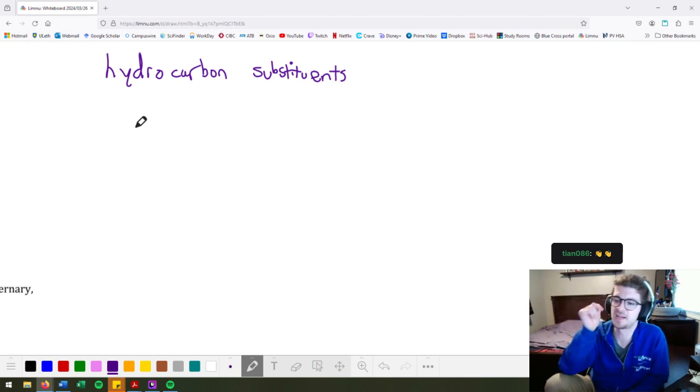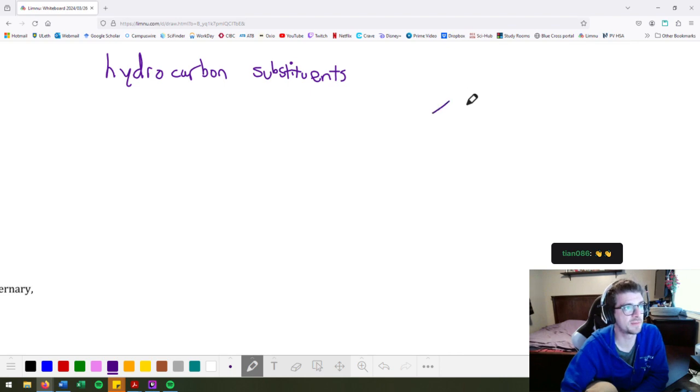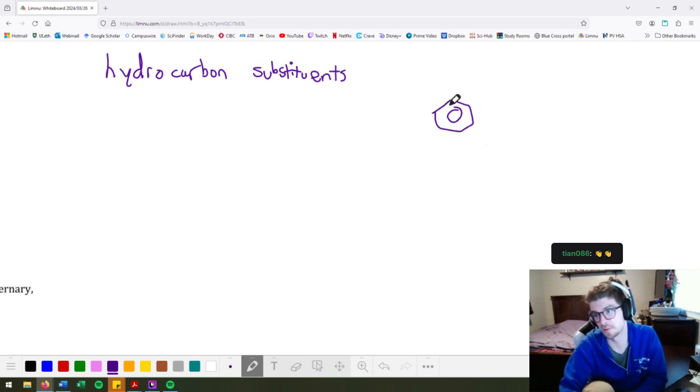Okay, so hydrocarbon substituents. What I mean by this is, for example, if you've got a benzene ring, you can have substituents coming off of that benzene ring instead of just the default hydrogens. You can have things like methyl groups. You can have things like ethyl groups.